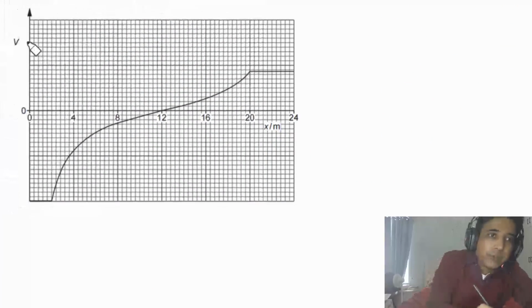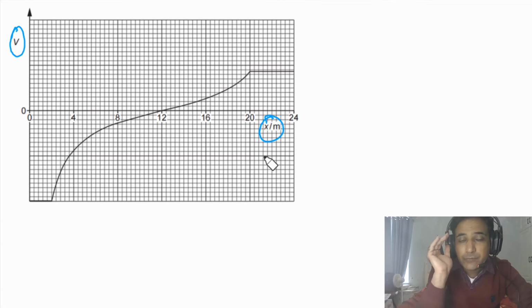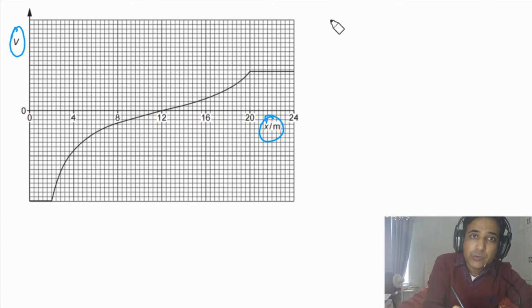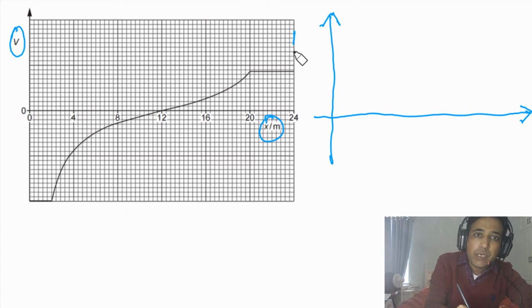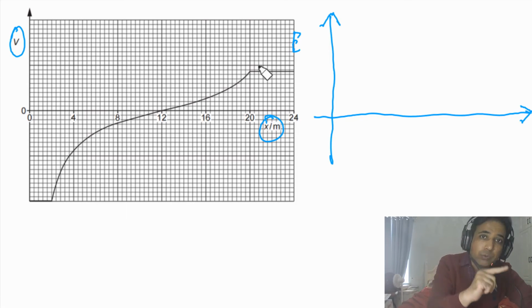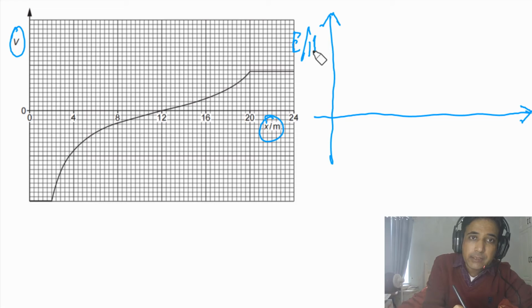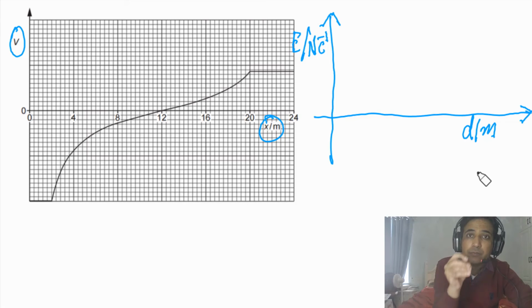Let's try to do a little bit more practice about the potential against distance graph and electric field against distance graph. These two graphs are very common in A2 physics from the electric field topic. So you need to understand how to convert potential into electric field and electric field into potential. So here we have electric field, let's say this is in newtons per coulomb, and we have distance, this is in meters. You need to sketch the graph. You can try this one by yourself and then you can compare your answer with my answer.